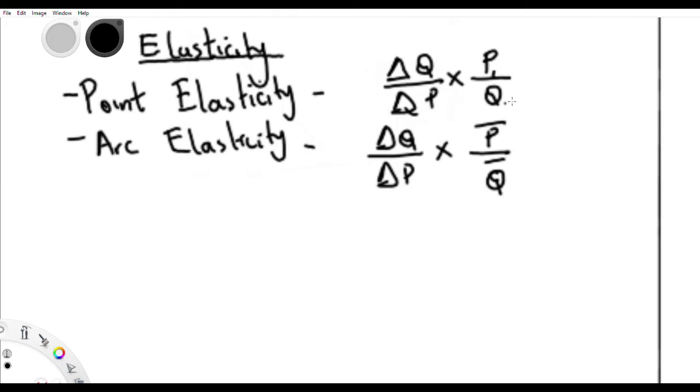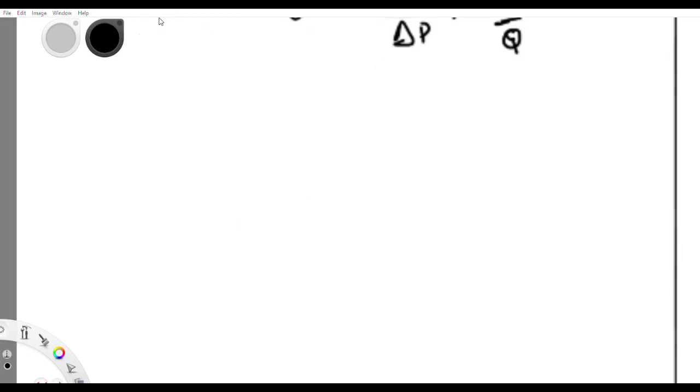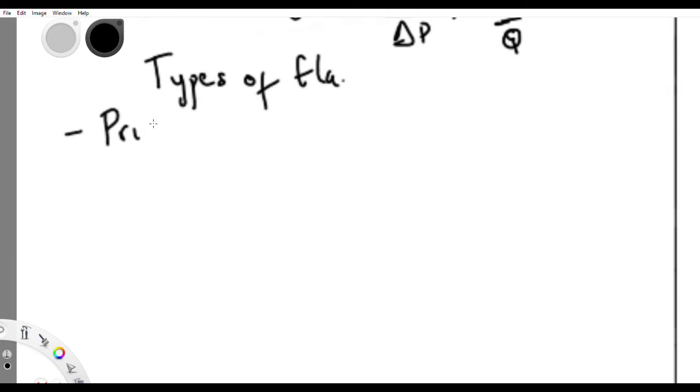That's why it's price 1, quantity 1. But this one relates to 2 points. With the 2 points, you find the average, which represents the value of what you have here, average price and average quantity. Okay, now there are types of elasticity. You have price elasticity, income elasticity, and you also have the cross elasticity. Now we are talking of that of demand.